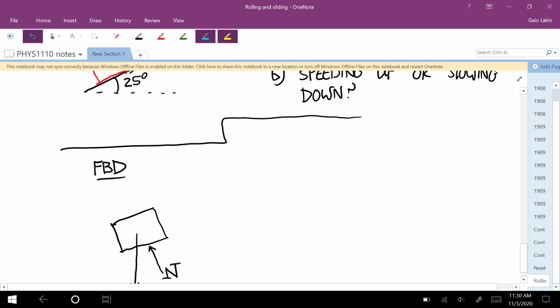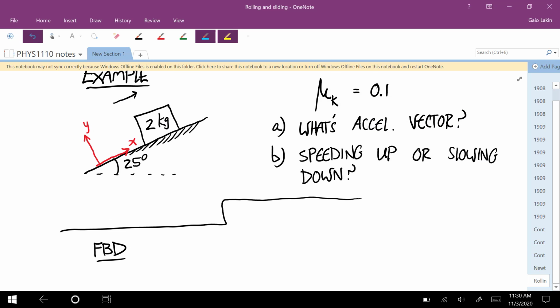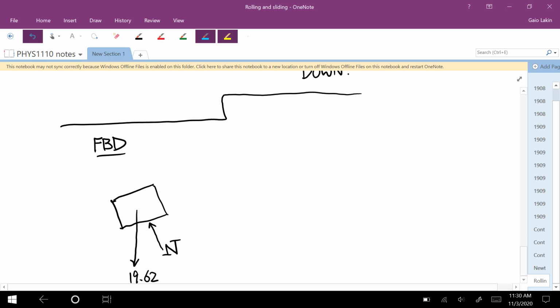Now the friction force is going to be opposite the velocity, opposite the direction of motion. Since this is sliding up the ramp, the friction force is going to be down the ramp, parallel to the surface. And that is going to have a magnitude equal to the coefficient of friction, which I gave as 0.1, times that normal force that's pushing those surfaces together.